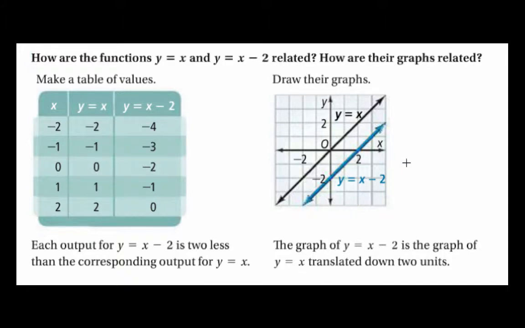Now what you'll notice, we can discuss the slope of the two lines is 1. So the lines are going to be parallel. So when we translate lines vertically, horizontally, they're going to be parallel to one another. They're going to be parallel to the parent function. The only thing that changes is the y-intercept.